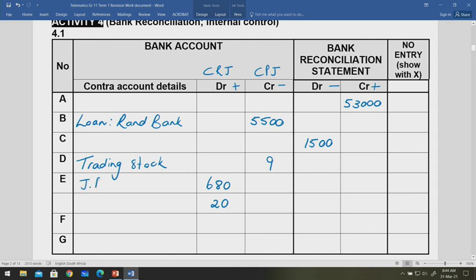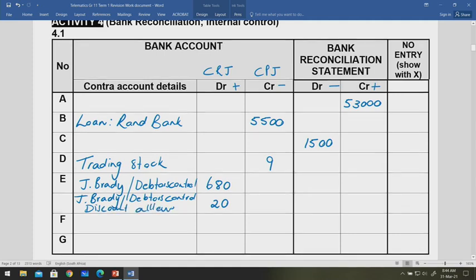Obviously, we have to credit J. Brady's account, but we also have to credit debtors control, because the debtors control account will decrease because the debtor paid us. But also J. Brady's account will be credited with the discount, and debtors control will also be credited, because this was for discount allowed.